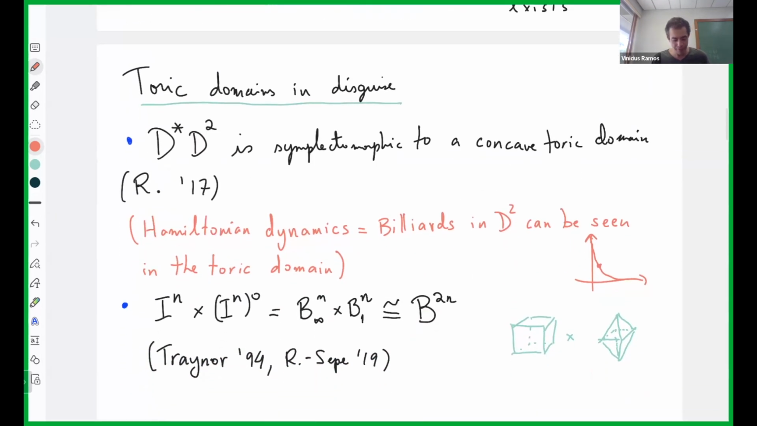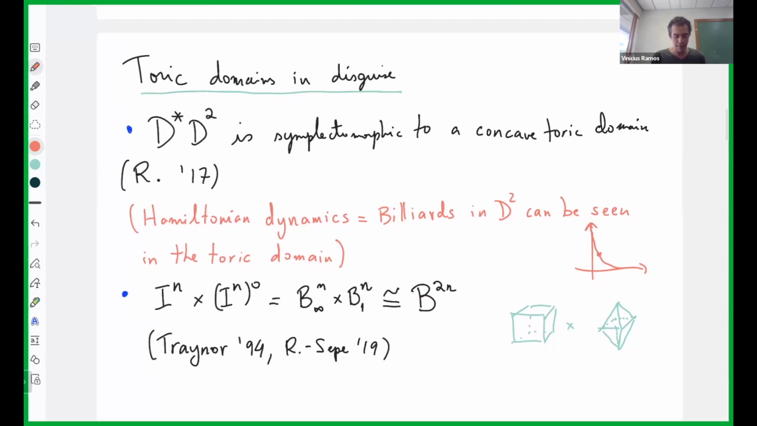Okay, so the next example that I want to tell you about is now a Lagrangian product of the hypercube, so the interval to the n, and the dual body of the hypercube, which is called the cross polytope. I drew a three-dimensional picture here.